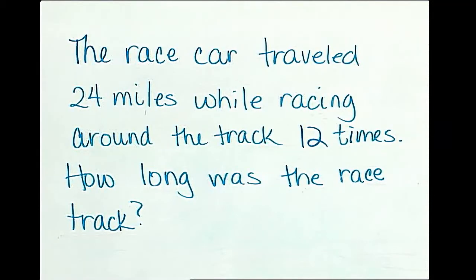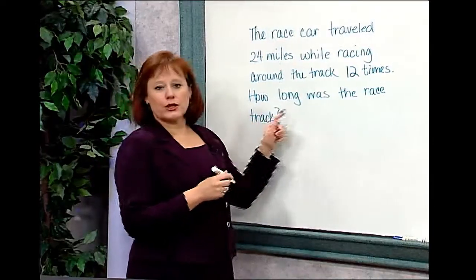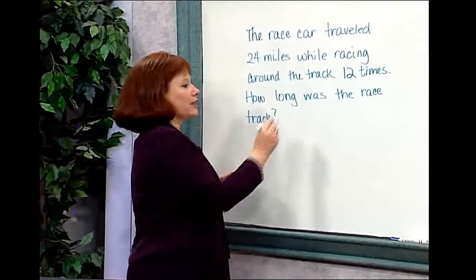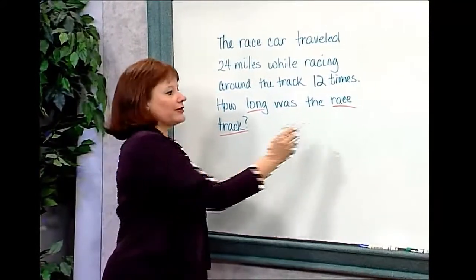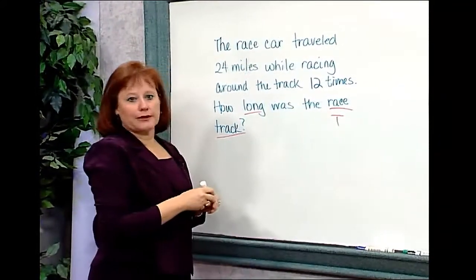It says the race car traveled 24 miles while racing around the track 12 times. How long was the racetrack? If we look at the last question, it says how long was the racetrack? So the length of the racetrack is what we're trying to find. And we're going to let that be represented by the variable t.